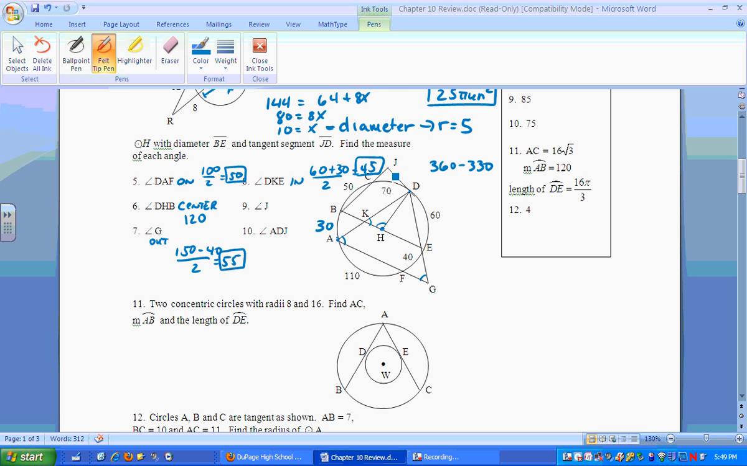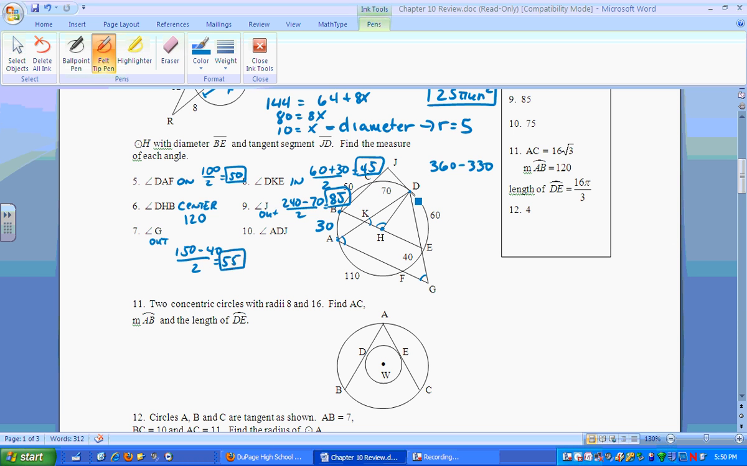Angle J is located outside the circle. Angle J, the big arc opens up from B, travels all the way around to D. So the big arc ends up being 240. You subtract 70, that's the minor arc right here, divide by 2, and end up equaling 85.